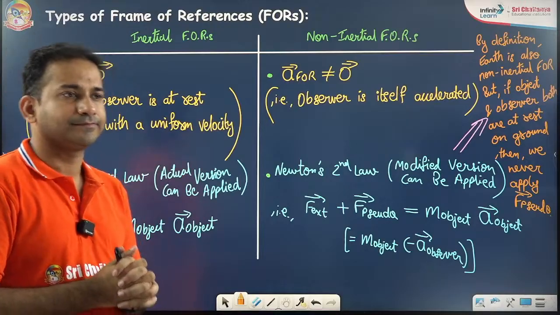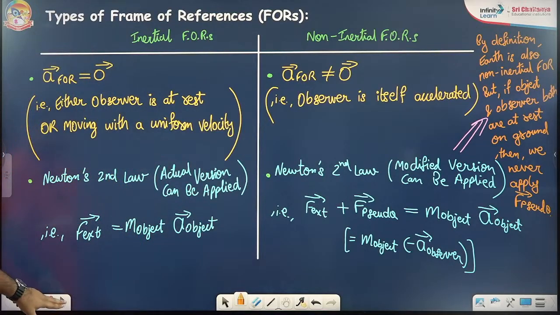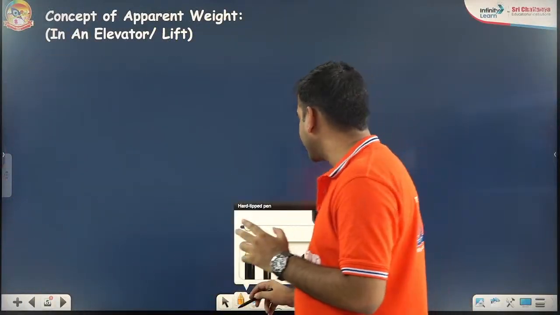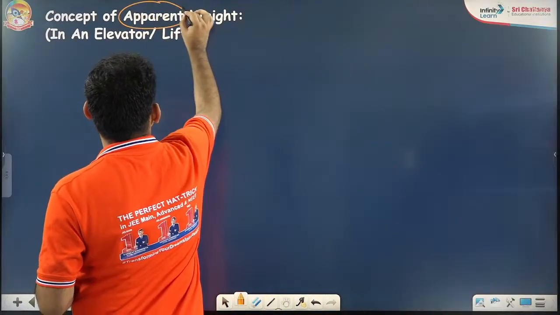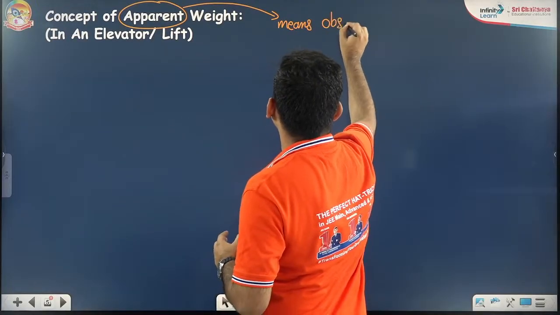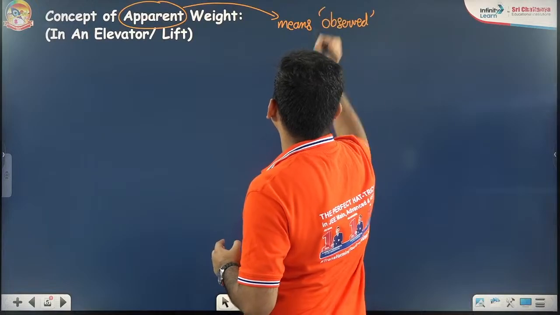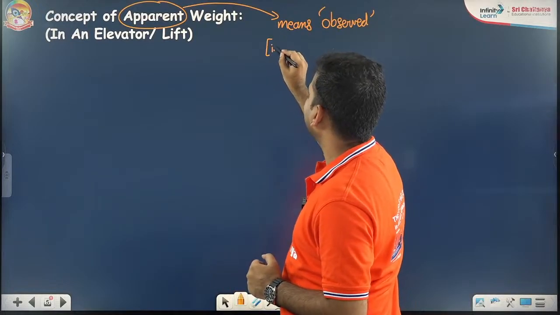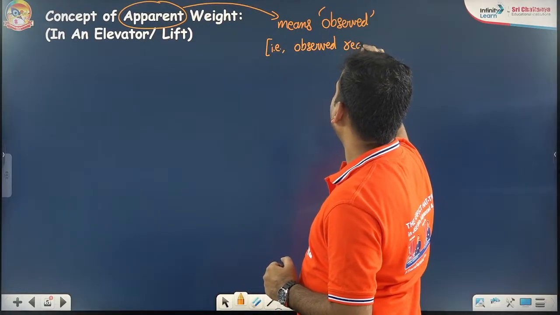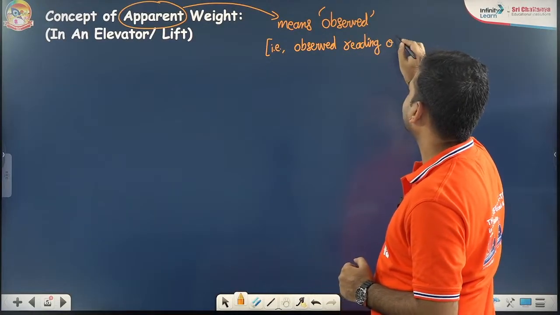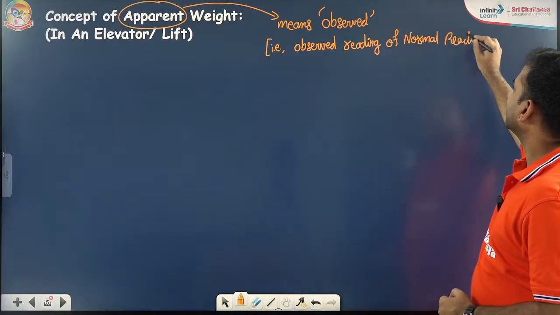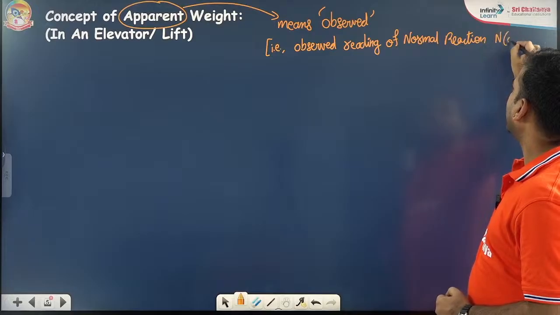All right. Chaliye, let's move ahead. Now we will talk about the concept of apparent weight. Apparent means observed. So basically, you want to talk about the observed reading of normal reaction. Now what is this, sir? That N or R.